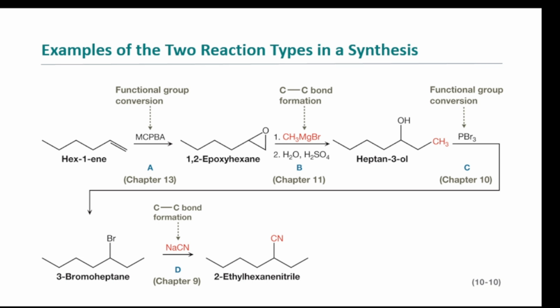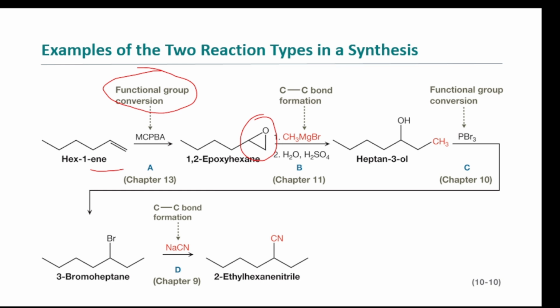So these are some examples of two reaction types in a synthesis. Here we have a functional group conversion. We see that we have a double bond, and we're going to set this reaction up to change that functional group over to an epoxide. Epoxides are more reactive. Can we see that? And so we've set it up to be something very reactive that we can then react a group we want to add to it.